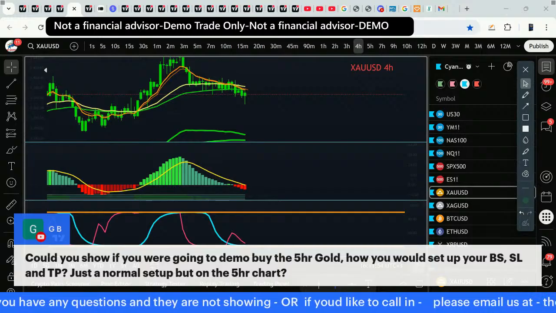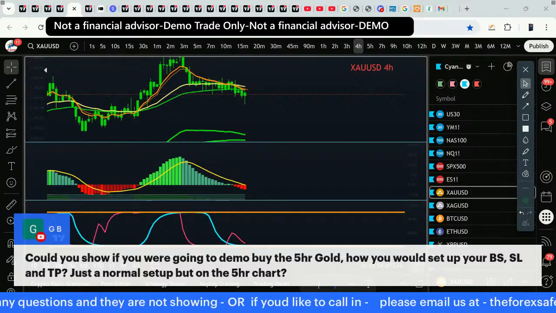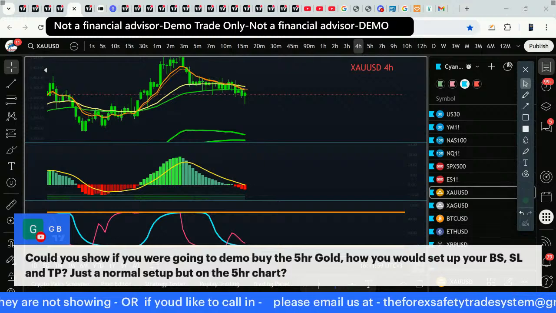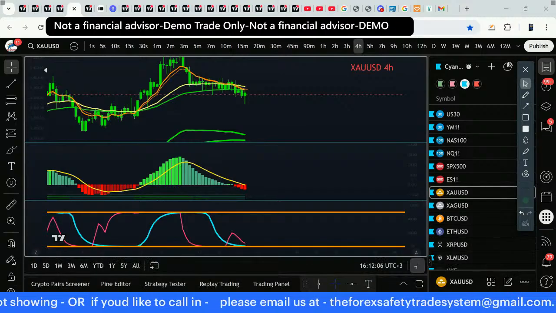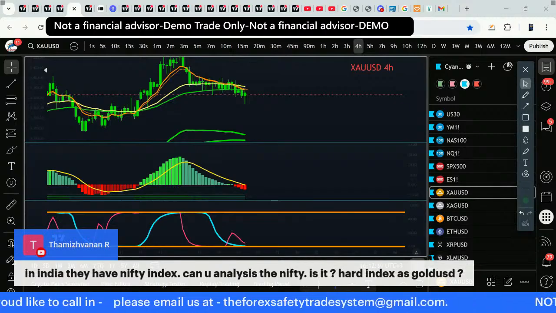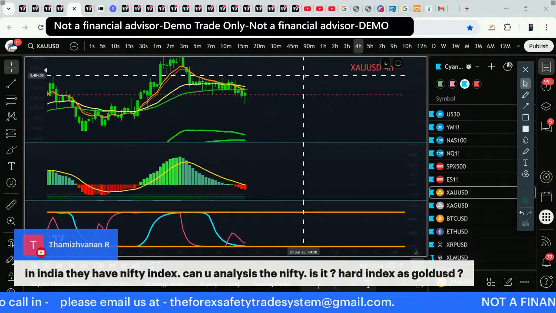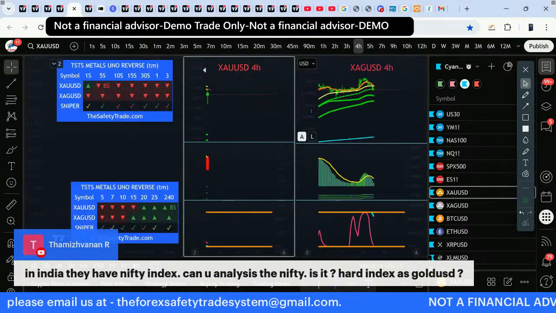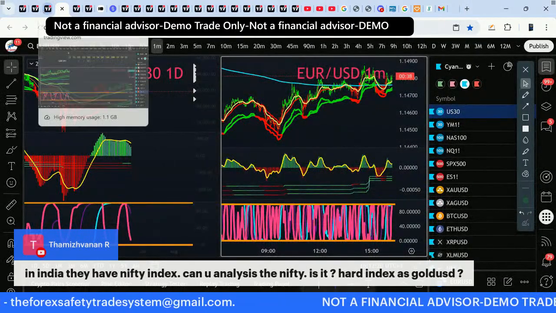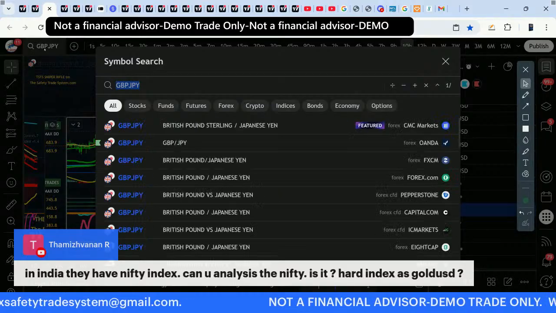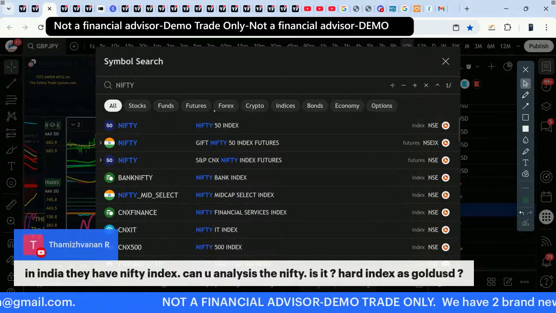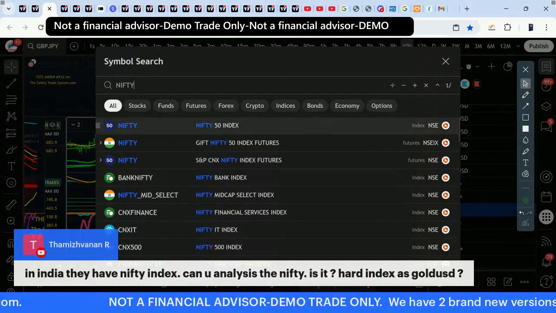Where were we back here? There we go. So hopefully that answers your question, GB. Thank you for asking it. I appreciate you asking. In India, we have Nifty index. Can you analyze Nifty if I can pull it up on if it's a tradable symbol on TradingView? Yes, I can trade for you. Let's take a look at Nifty. Is that really the name of it? And this is a stock. It's an index. Nifty 50 index. Really?